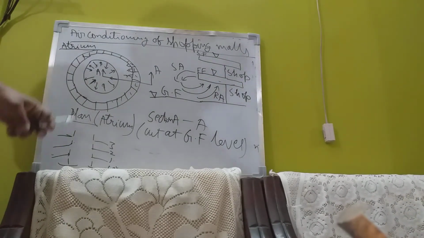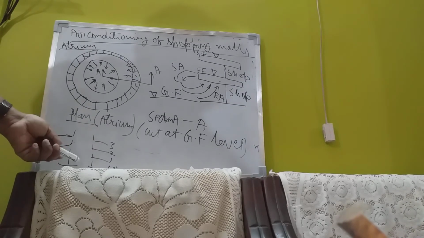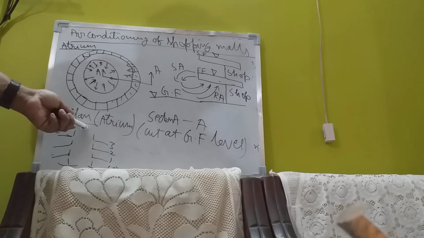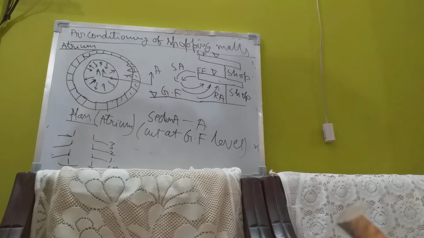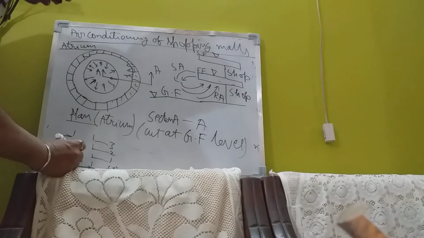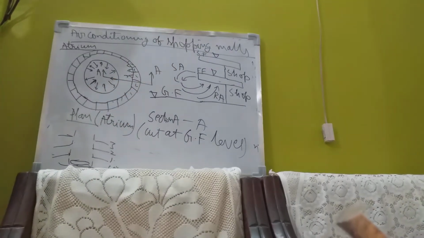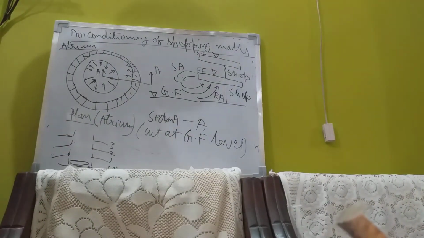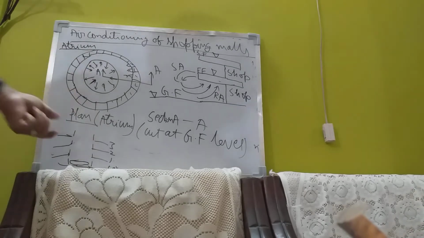Now, this atrium you can see starts from the ground floor and moves up so many floors. Now the question is, how do you air condition this part? A lot of people are moving here. It is a big-height building.